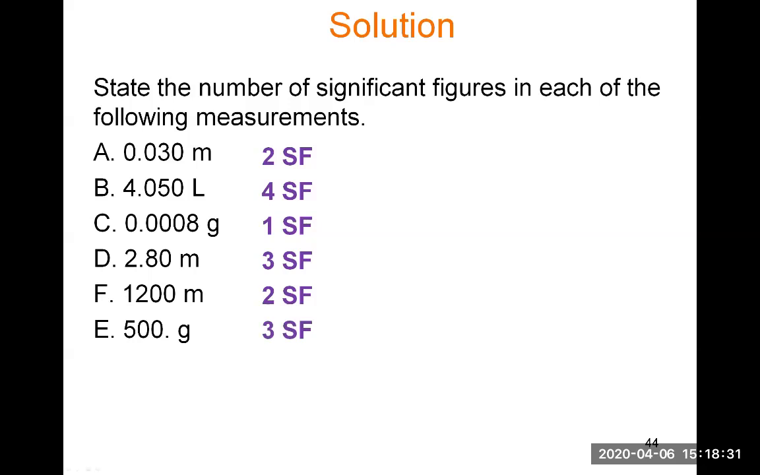So I hope this is clear, that when you look at measurements F and E, if 1,200 had a dot at the end, it would be 4 significant figures. Because it has no dot, then it's 2 significant figures. Same thing with the 500 here. Because we see the decimal point, it has 3 significant figures. But if you didn't show the decimal point, then it would be 1 significant figure.